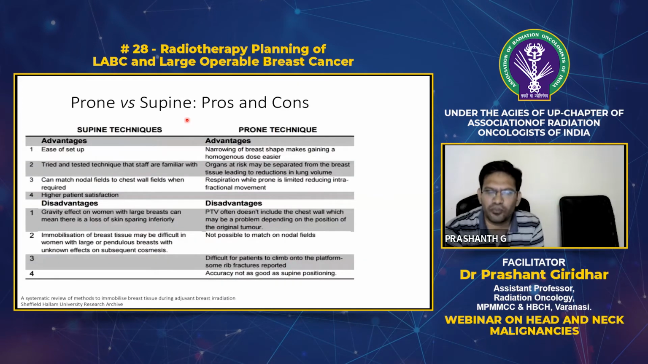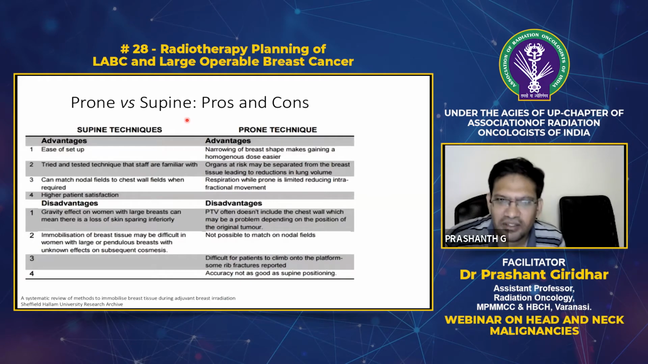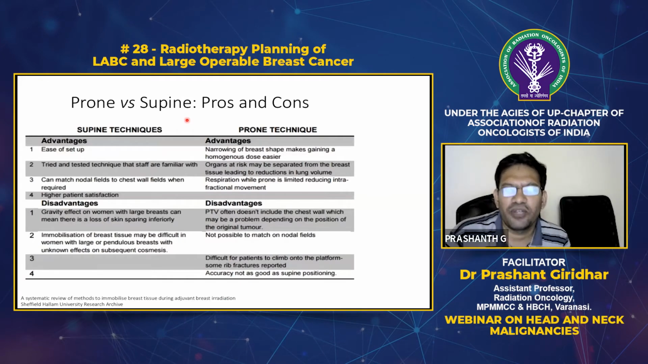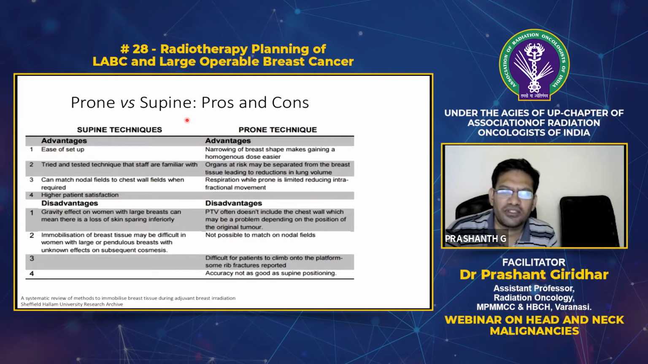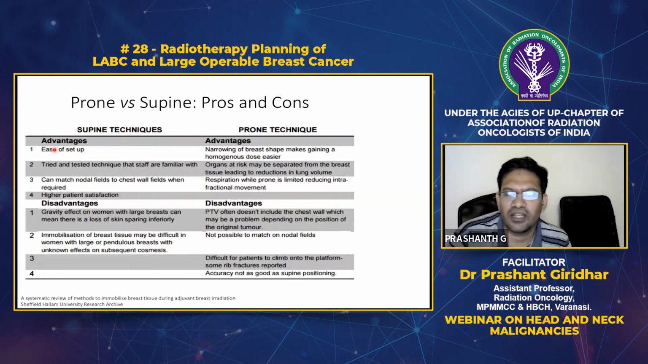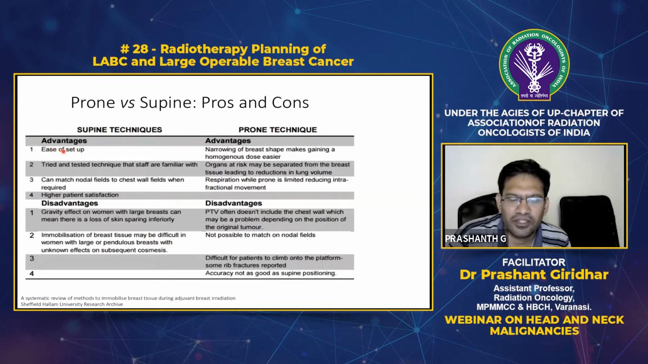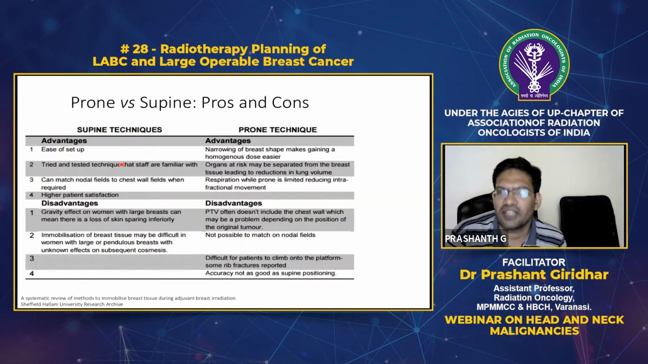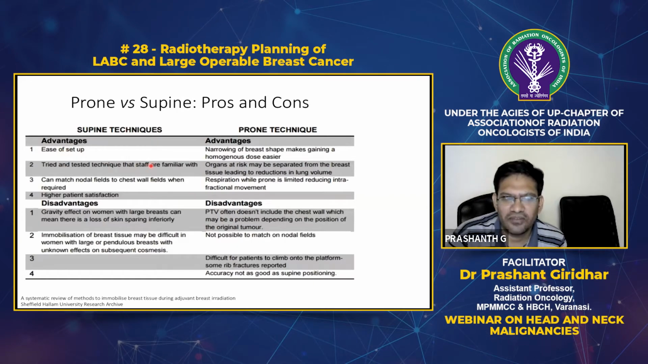All these things in the prone breastboard look very rosy, but then it is not being very commonly used. So we need to know what are the pros and cons of a prone versus a supine breastboard. A supine breastboard, as we can understand, is easy to set up. It is a tried and tested technique, and therefore the staff in any hospital are familiar with the utilization of it. The most important point is that matching of nodal fields to the chest wall fields is very easy with a supine breastboard.